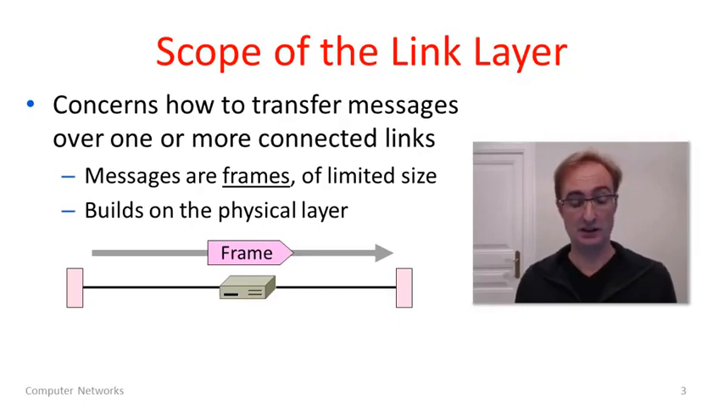Our picture here has changed. This picture shows you the scope of the link layer. Now that we have a bit stream, the scope of the link layer is focused on how to send messages across one or more connected links. These messages are called frames at the link layer, and so you could also think of them as packets, although frames is the right word, but they're going to have a limited size, and they're going to build on the abilities of the physical layer. So we'll no longer be talking about signals, just bits.